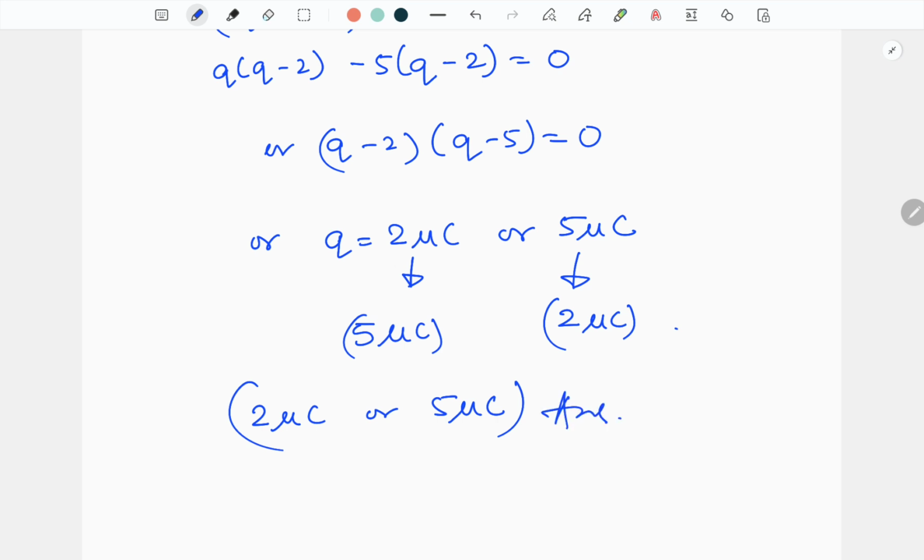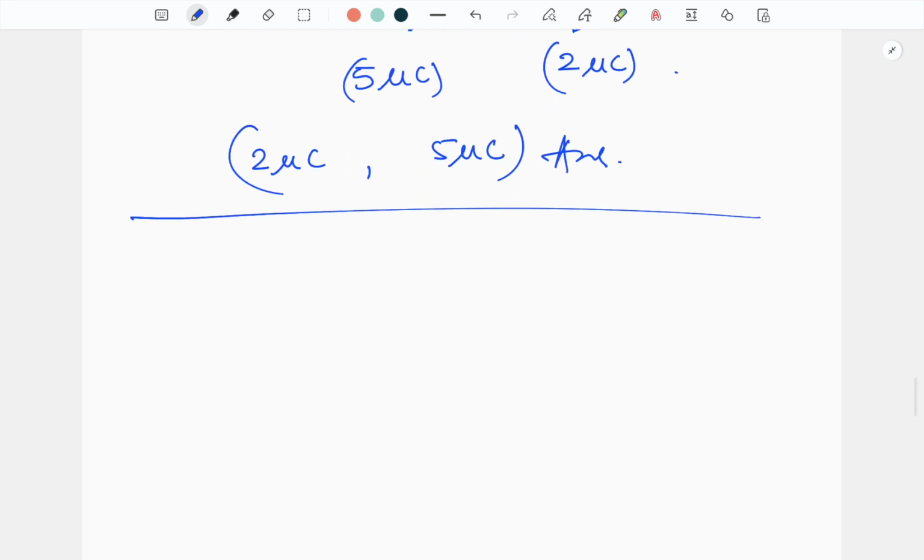so it doesn't matter whether you have taken Q1 as 2 or Q2 as 2 or Q1 as 5 or Q2 as 5. Okay, so the answer here is 2 microcoulomb and 5 microcoulomb. Now let's move on to the next question.